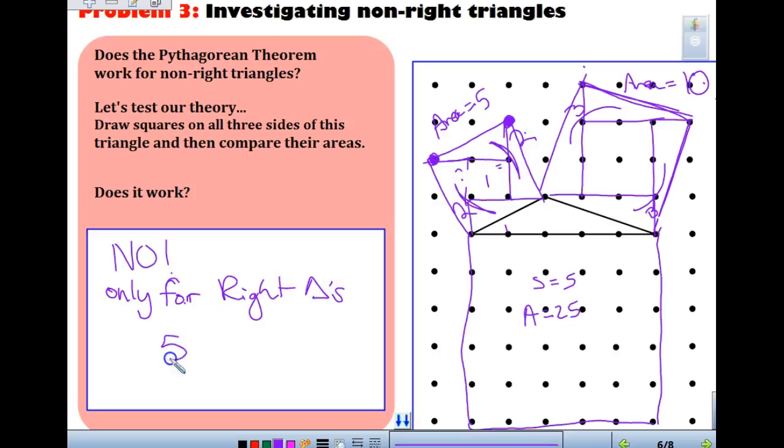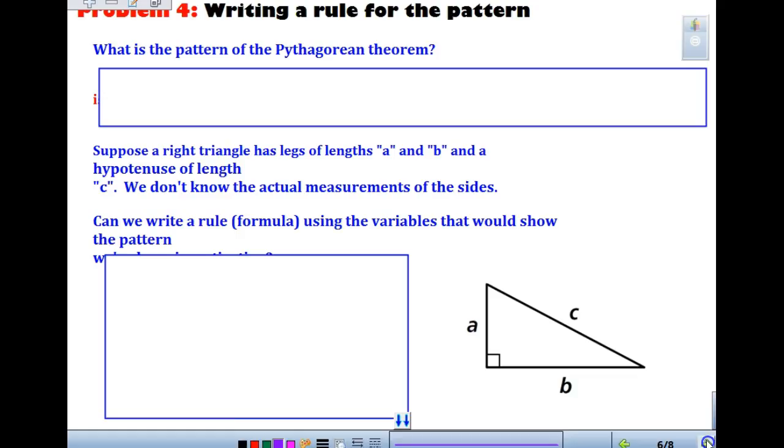Because is there any way that 5 plus 10 will ever equal 25? No. Right? This is the area of the small one. Area of 5 plus area of 10 equals area of 25, never. Okay? Small area plus small area equals large area, not if it's not a right triangle. It only works when we have right triangles.